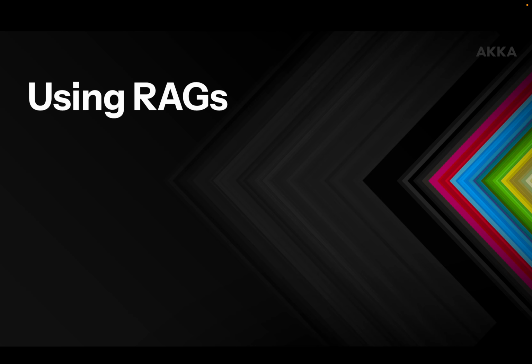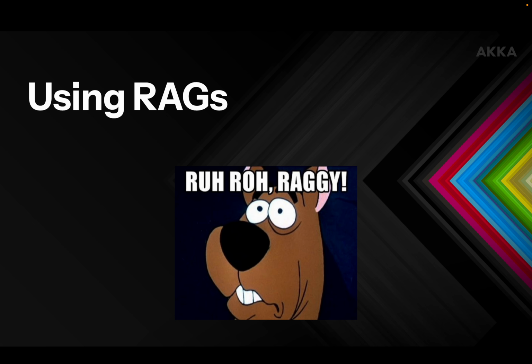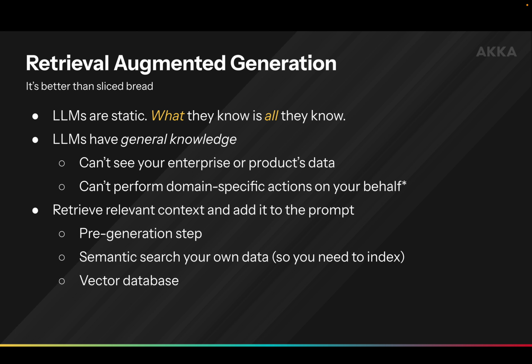So I mentioned RAGs and what those do. The general idea behind RAGs is that LLMs, the models themselves, are static. What they know today is all they know and all they will know. They're a closed system. LLMs also generally have general knowledge. They can't see enterprise data or product data. They can't perform domain specific actions. And there's an asterisk there because there's some gray area, but by and large, LLMs can do no work. So in a RAG flow, you're going to want to retrieve the context that's relevant to the particular prompt. And many times that context comes from doing a semantic search on indexed data that you want to be available for prompt context.